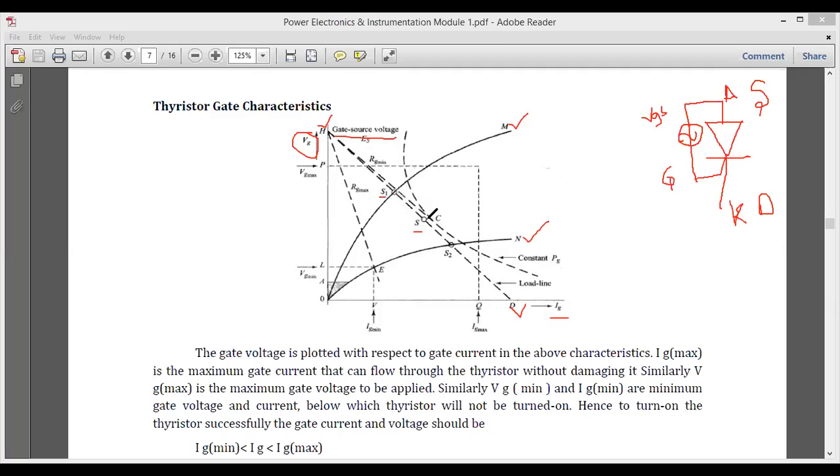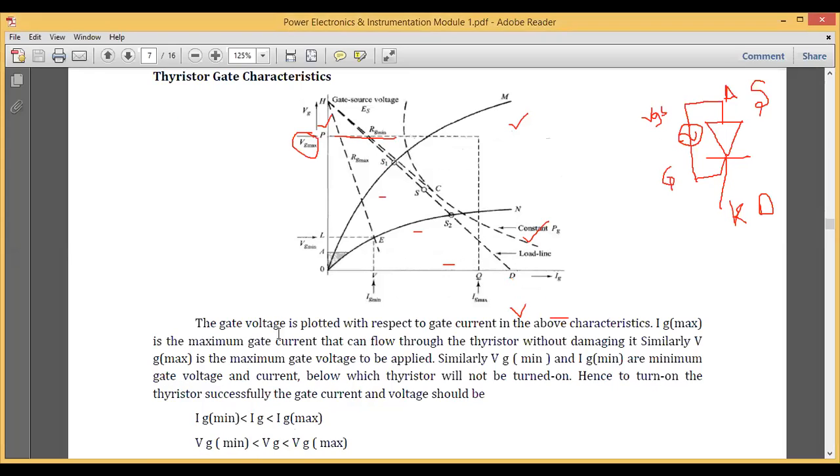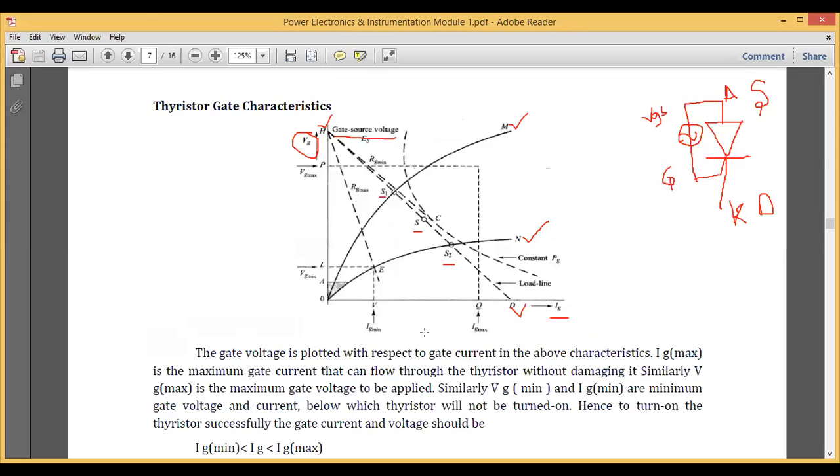We have S which is shown here, and we have one more S2. So what this gate characteristic says is that in this particular graph, the gate voltage is plotted with respect to the gate current. In the above characteristic, the current which is applied here is the gate voltage versus the gate current.